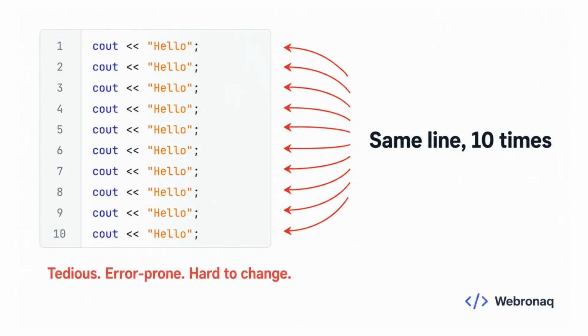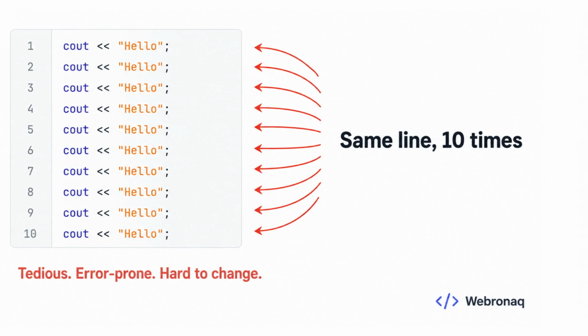And there is. It is called a loop. Loops let you tell the computer to run a block of code a set number of times, without writing it over and over. In this video, we are going to focus on one of the most useful loops in programming, the for loop. So let's dig in.